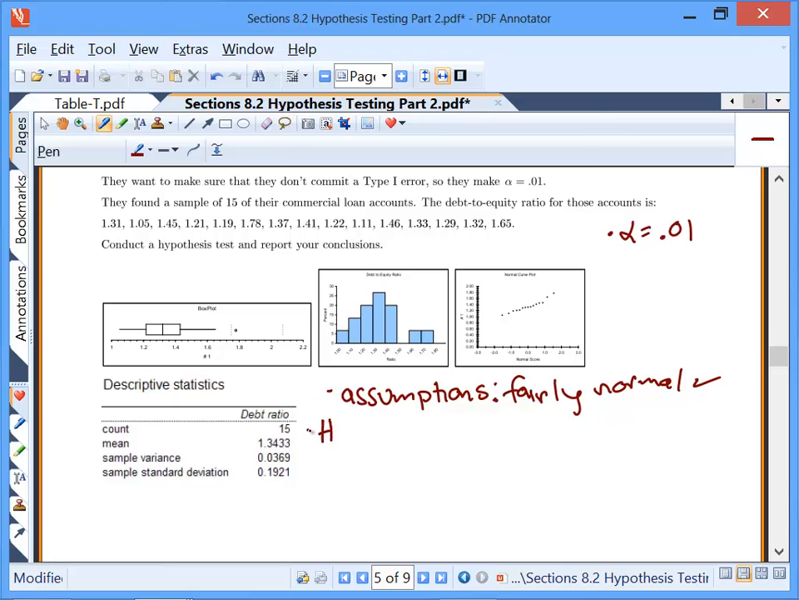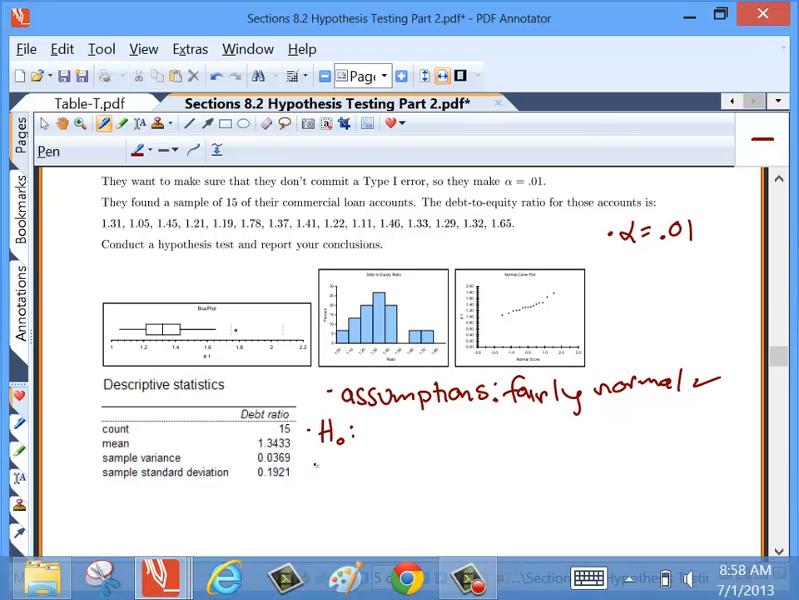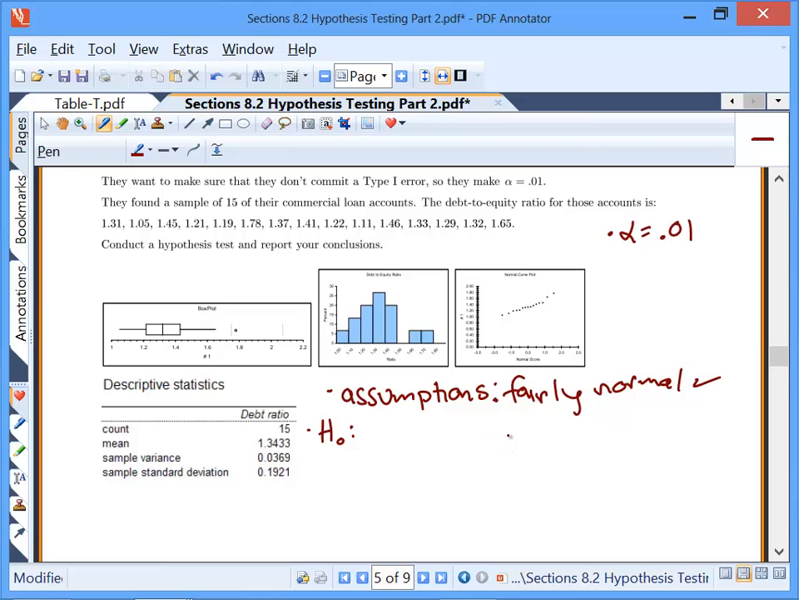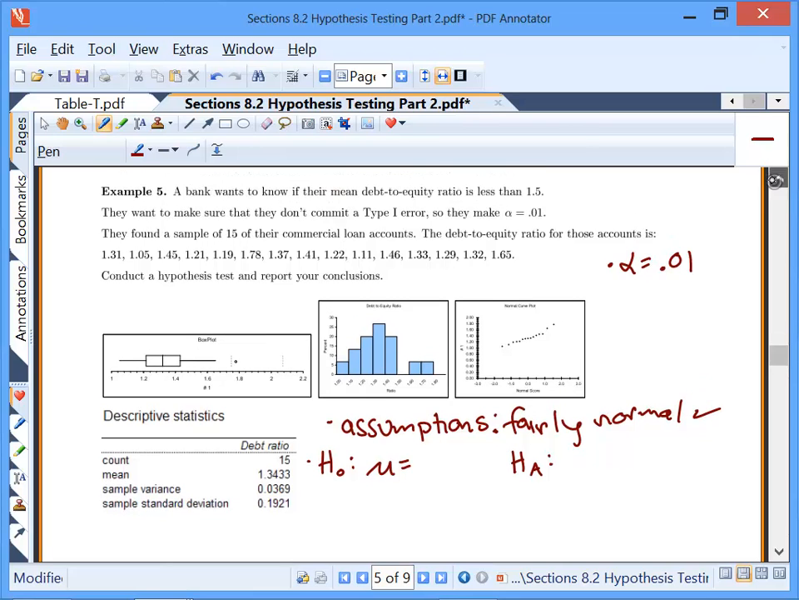Let's see, I need my null and alternative hypotheses. So my null hypothesis would be that my population mean is equal to what? 1.5, because they wanted to show that it is less than 1.5.